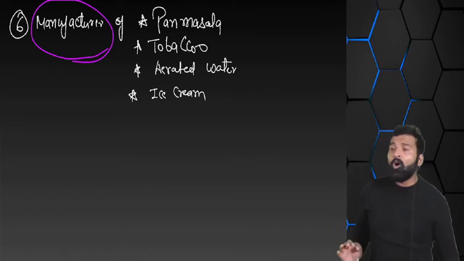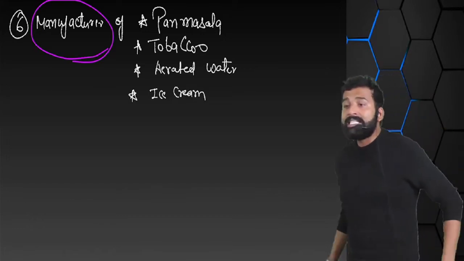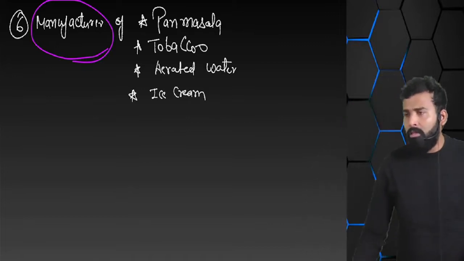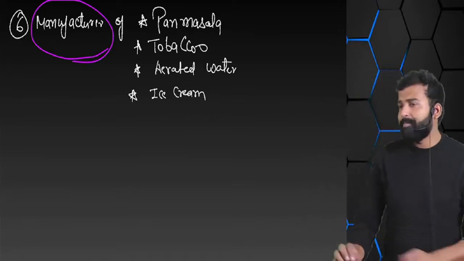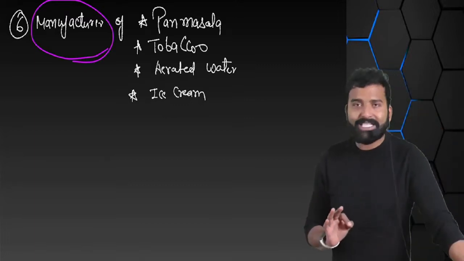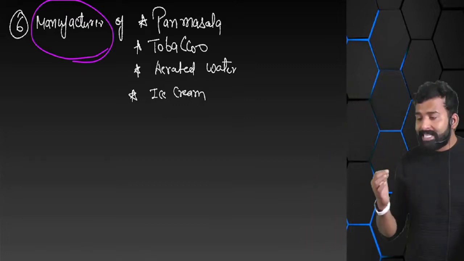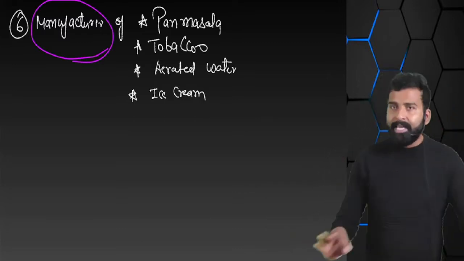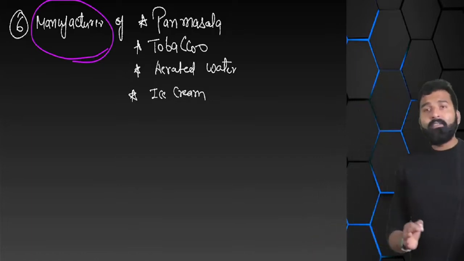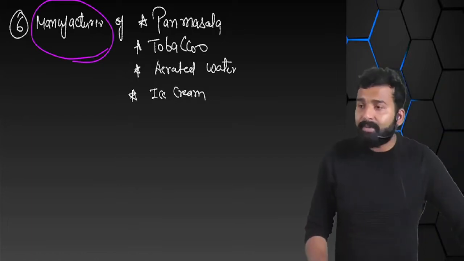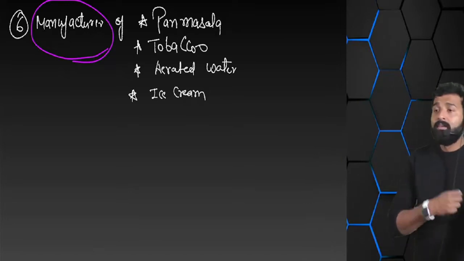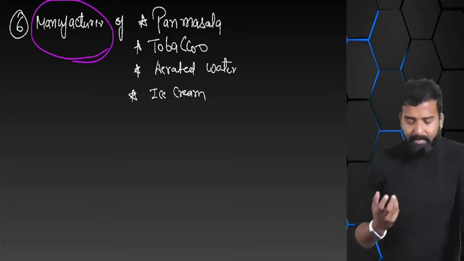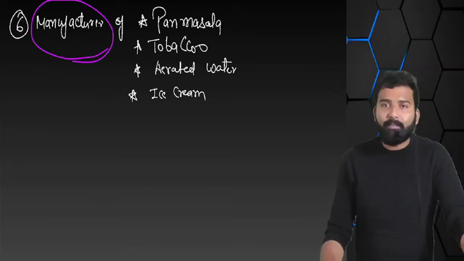Tell me, how many are ineligible? There are a total of 6 who are ineligible. Tell me who are the 6. First of all, a person who is making interstate supply cannot avail the composition scheme. Second, a person who is selling through Amazon or Flipkart, through an e-commerce operator, cannot avail the composition scheme. Third, a casual taxable person and a non-resident taxable person cannot avail the composition scheme. Fifth one is a person who is manufacturing tobacco, pan masala, aerated water and ice cream. He cannot avail the composition scheme.